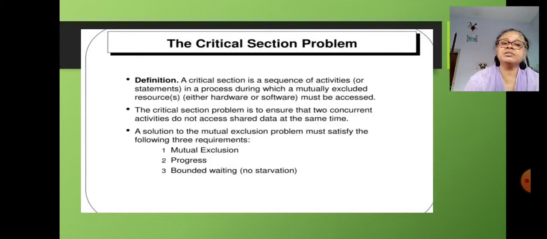Now we have learned critical section. Now there is one problem that arises in critical section, so we will learn the critical section problem. A critical section is a sequence of activities or statements in a process during which a mutually exclusive resource, either hardware or software, must be accessed. The critical section problem is to ensure that two concurrent activities do not share data at the same time.